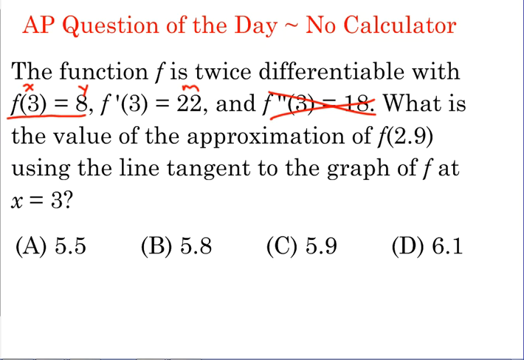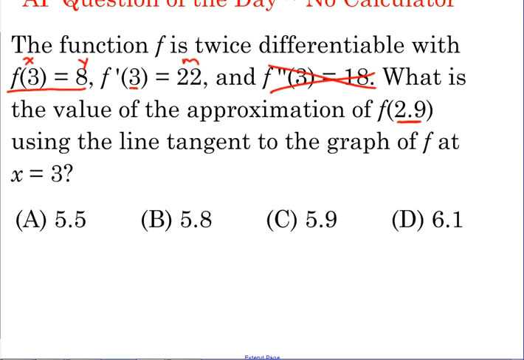What is the value of the approximation of f of 2.9? Okay, this number should always be close to the x value that you're finding the derivative at. That's the whole purpose. It's an approximation, so it needs to be close to it. So we need to write the equation of our tangent line to begin with. So we've got y minus 8 is equal to the slope, 22, times x minus 3. Okay, and then we need to plug it in. Plug in 2.9.